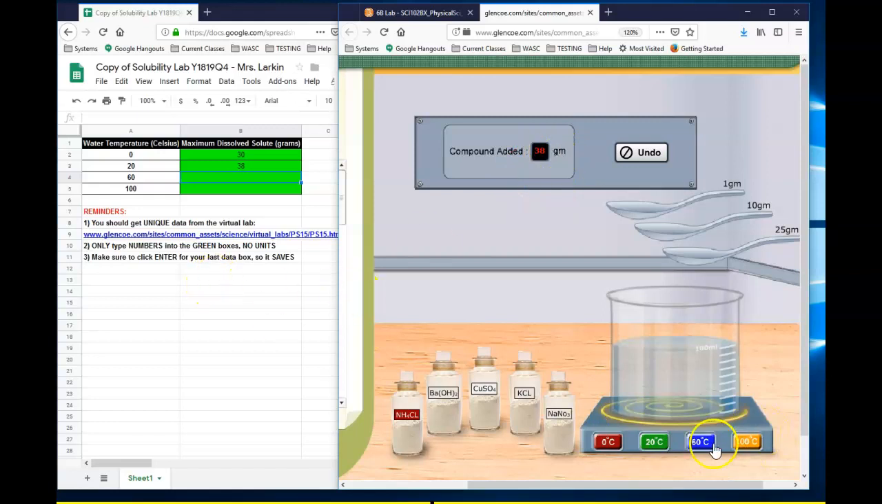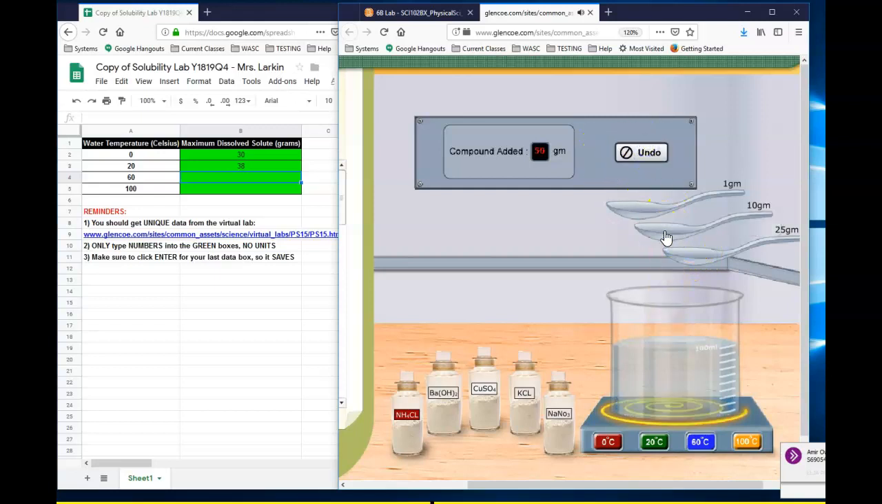Okay? All right, so then you can do 60, right? So we can change this over to 60 degrees now. Add our 25. Add another 25. Let's see, just keep on going until it stops. All right, that was too much. I'm going to click undo.